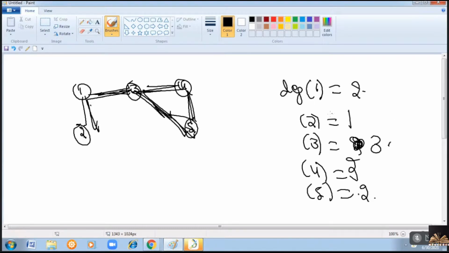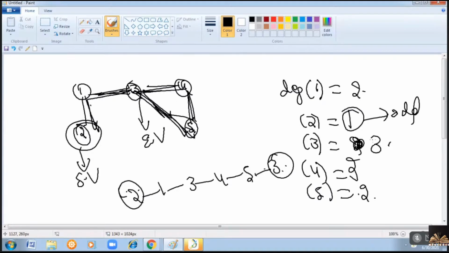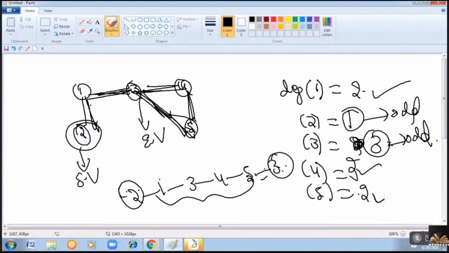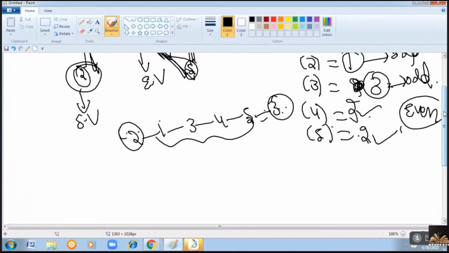So here you have concluded that this is the starting vertex and this is the ending vertex. How? 2 to 1, 1 to 3, 3 to 4, 4 to 5, 5 to 3. The starting vertex is 1, which has an odd degree. The ending vertex is 3, which has an odd degree. Except these two vertices, the remaining vertices 1, 4, 5, sorry, 2, 4, 5, should all have even degree. Therefore, you can say that this graph is a semi-Euler graph.